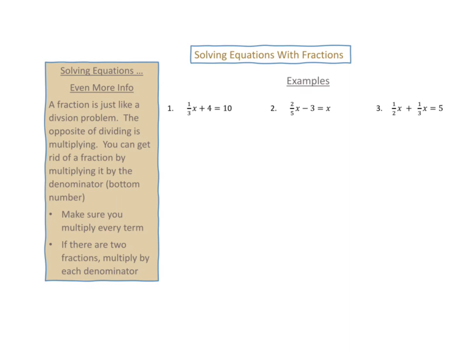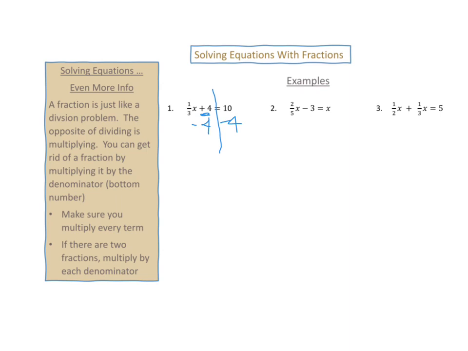So let's take a look at this first one. It says 1/3 x plus 4 equals 10. Before you start multiplying your fractions, you want to get your x's and your numbers on different sides of the equal sign, just like you're solving anything. Multiplying by the denominator is the last step, or next to last step. So I want to move this 4, get rid of it, so I just have x's on the left-hand side. To do that, I do the opposite of positive 4, which is negative 4.